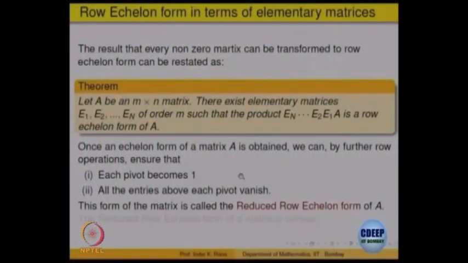So, we write this as that the row echelon form of the matrix can be further transformed by elementary row operations, so that each pivot becomes 1 and all the entries above each pivot also vanish. Vanish means what? They become 0. One appropriate word should be they are made 0. So, in the column where the pivot is coming, above the pivot everything is 0, below the pivot everything is 0, right. So, this form of the matrix is called the reduced row echelon form of the matrix.